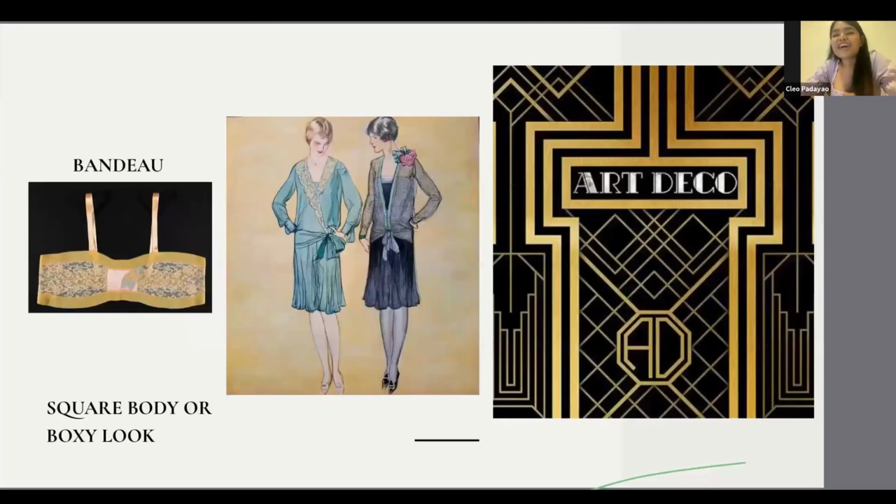Okay, so after this, they are already so inspired by the current art style, which is Art Deco. It's very much the opposite of Art Nouveau. So here, it's more about straight lines and geometric shapes. So how can they incorporate this into the women's silhouette? So now they want to have the square body or the boxy look. And in order to achieve this, they are using an undergarment called the bandeau, which, as some of you may know, is still present up to today.